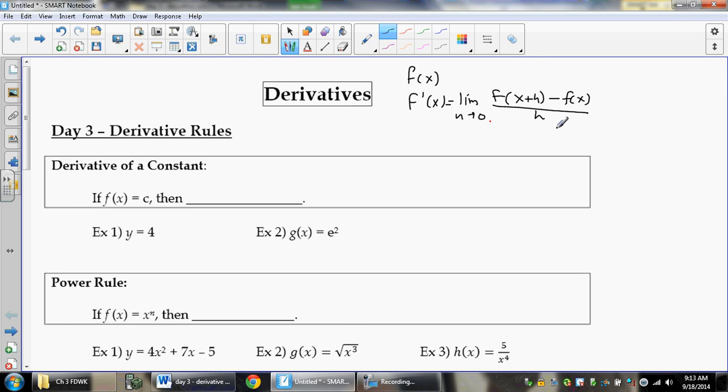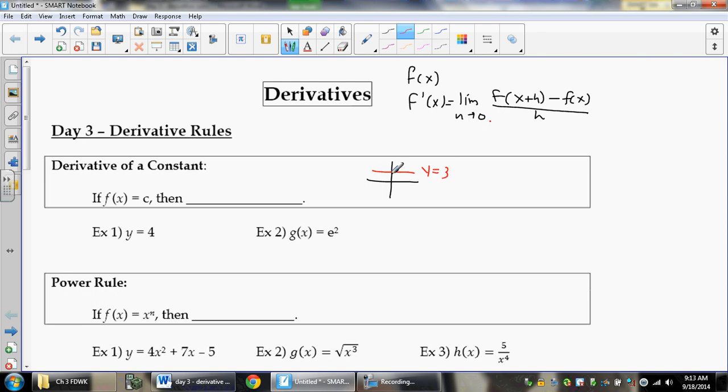Now, we can calculate derivatives like this, but it takes a really long time. And so we have some rules that make it easier to calculate derivatives so we don't have to do that all the time. So one of the first rules is the derivative of a constant. If f of x equals c, well first, what does f of x equals c really mean? Well, f of x equals c means that the function is a constant, like the equation y equals 3.